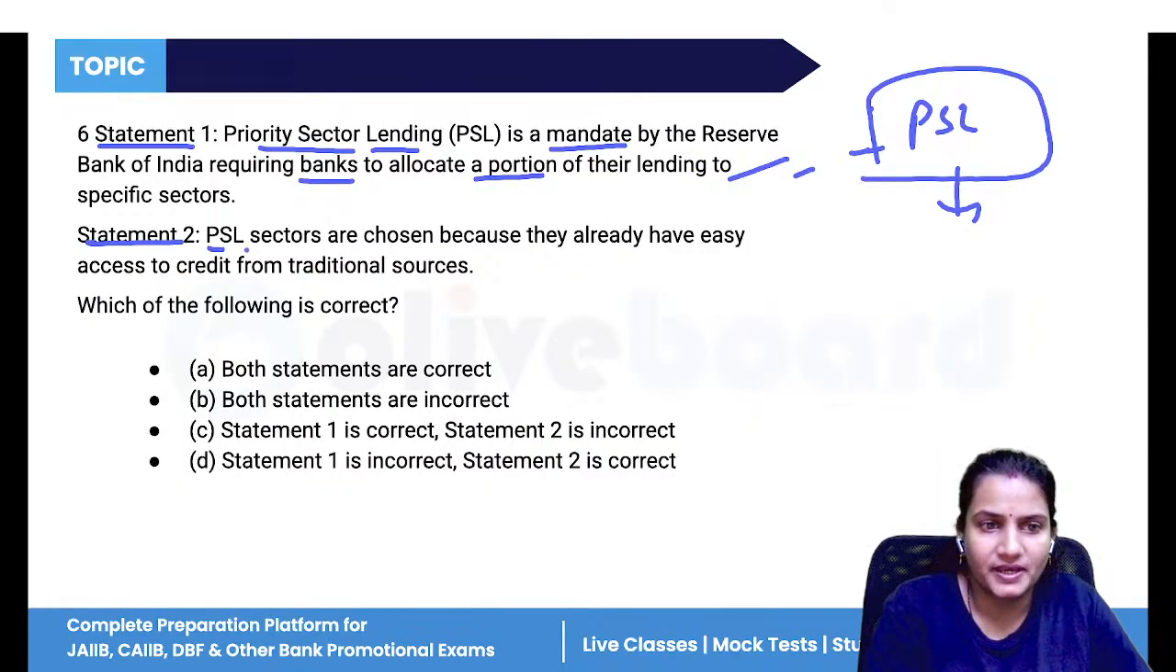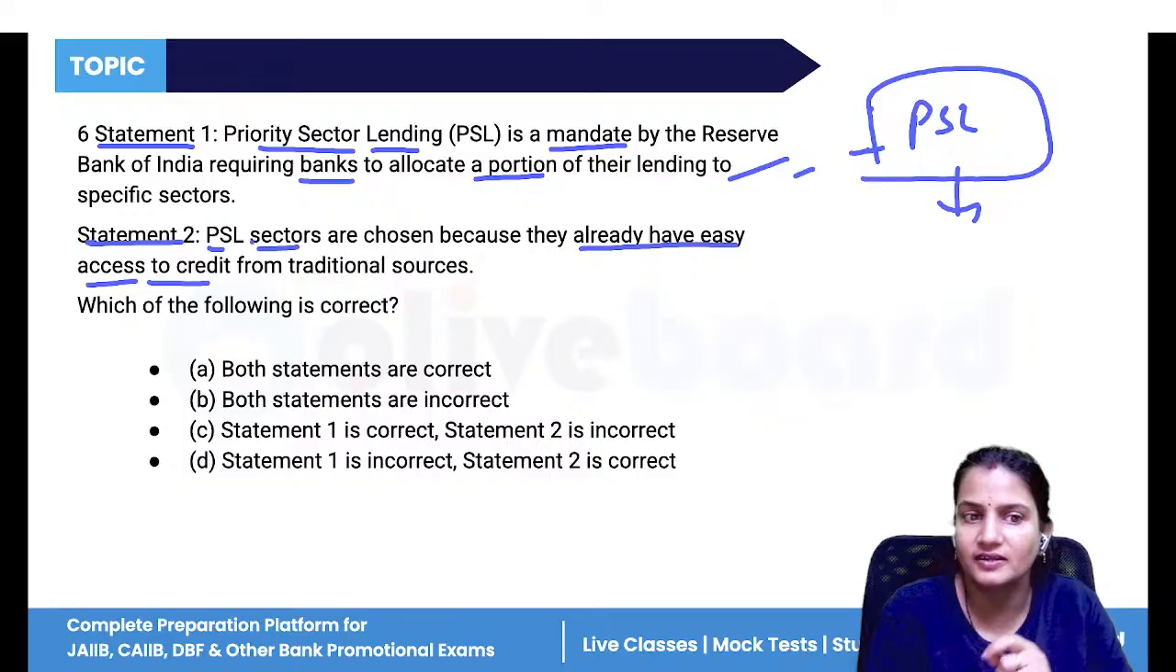Correct. Now, PSL sectors are chosen because they already have easy access. So, if they would have easy access to credit, then why would they have come under the PSL sector?